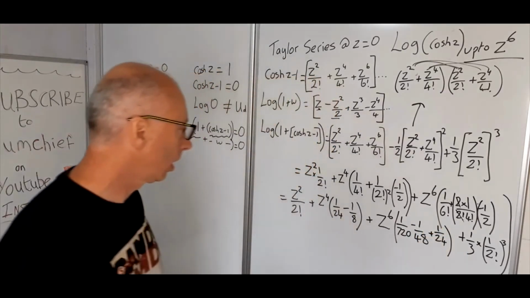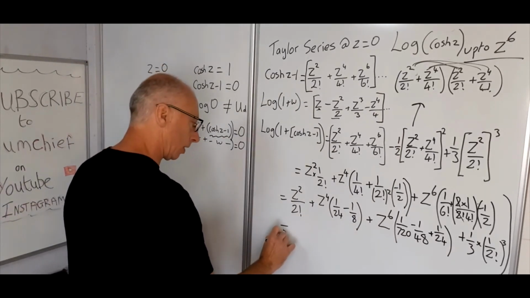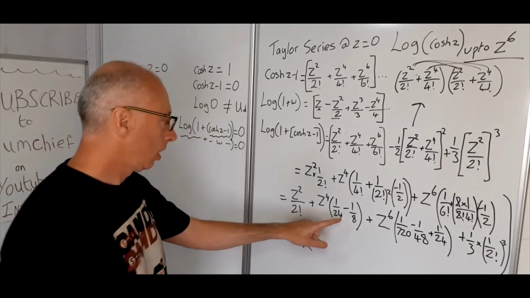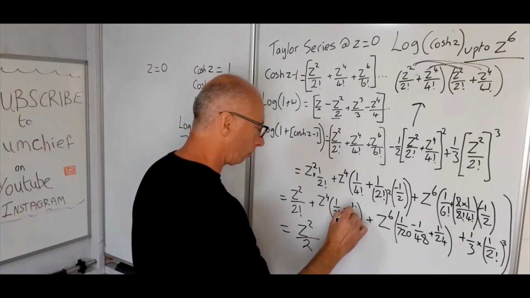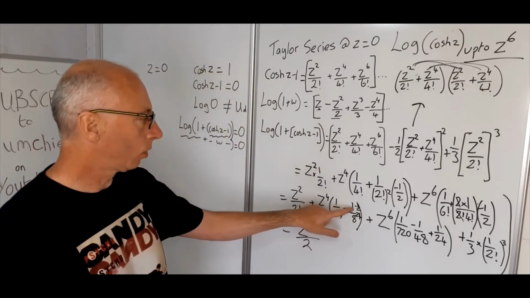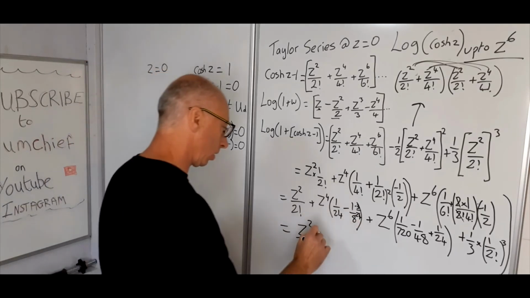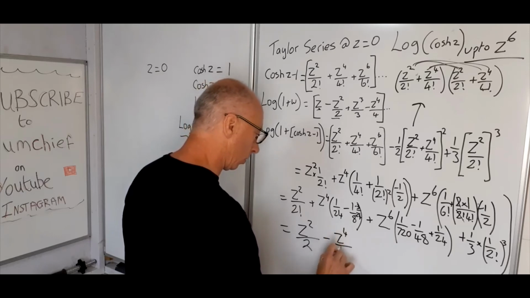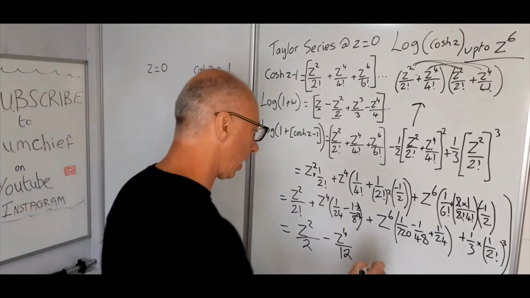Okay, so now we need to find common multiples for these ones, and then that gives us our answer. So z squared over 2. Then 1 over 24 minus 1 over 8. To get the 24 on the bottom, we have minus 3 over 24. So 1 over 24 minus 3 over 24 is minus 2 over 24, which is minus 1 over 12. That will give us minus z to the 4 over 12. Okay, that's that one taken care of.